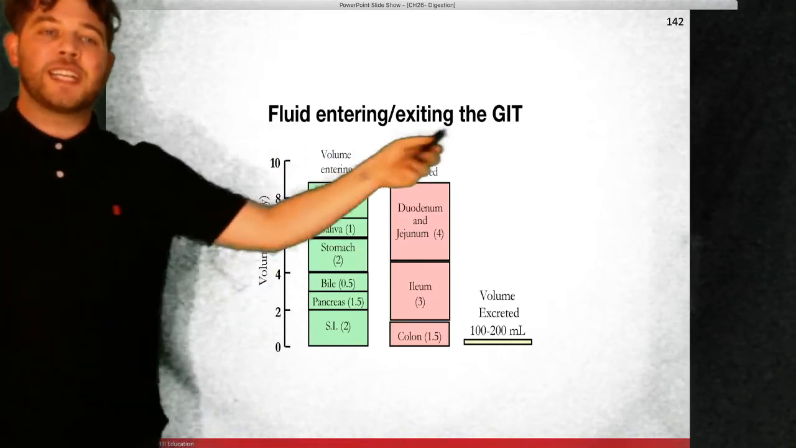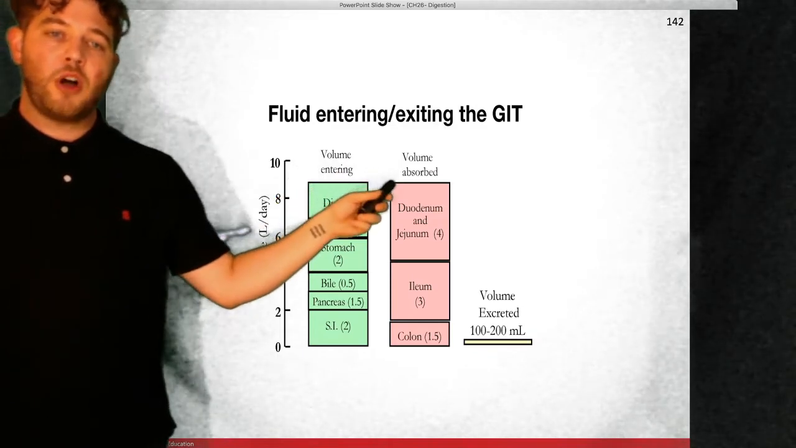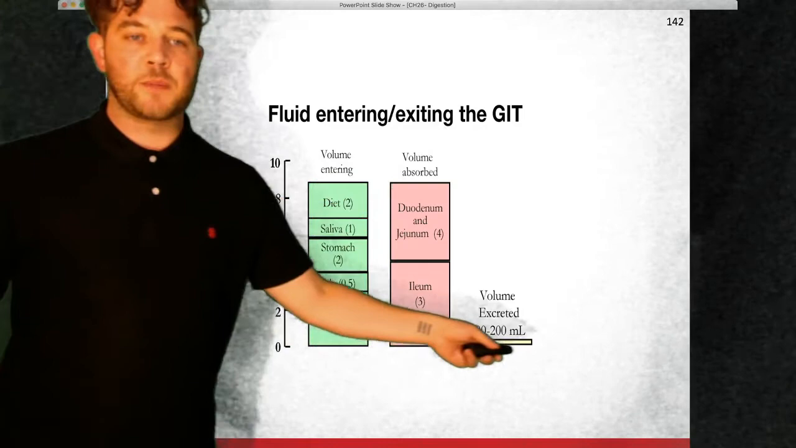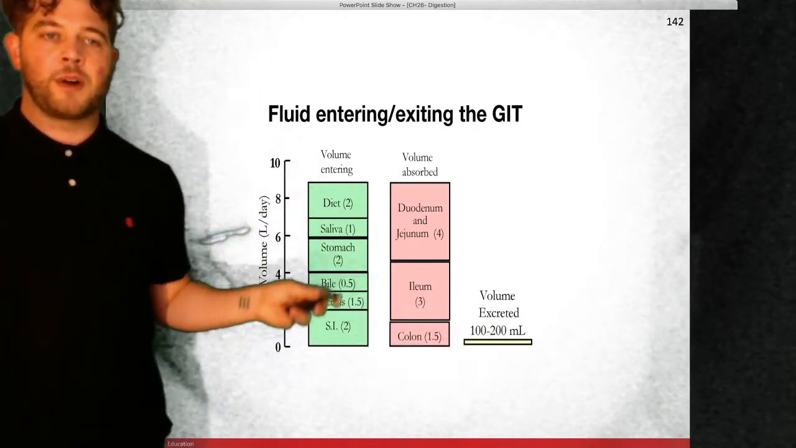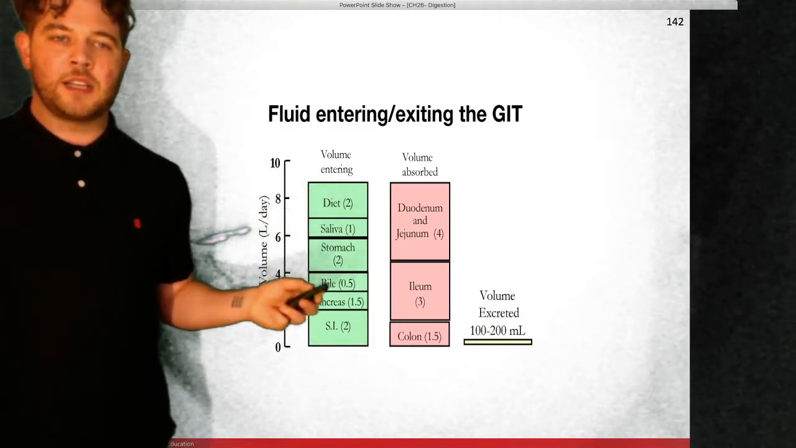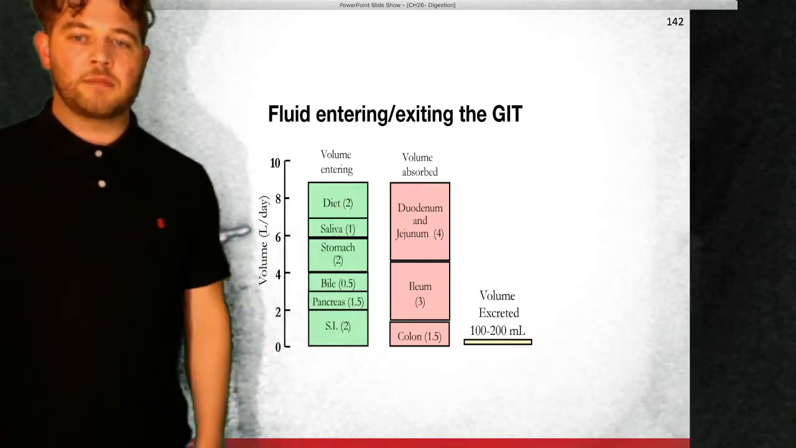Okay, fluid entering and exiting the GI tract. Entering should be almost equal to absorbed, except for a small amount that gets excreted. Almost all the water that enters our GI tracts, about 9 liters, I think, almost 98% will be reabsorbed.